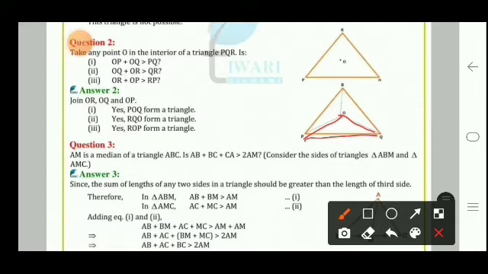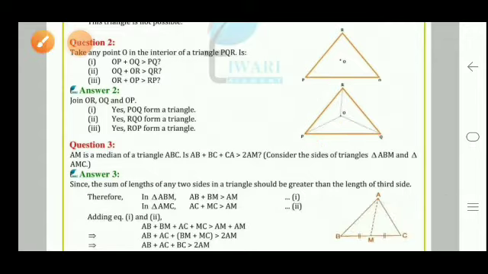Then OQ plus OR, this is OQ and this is OR, is greater than QR, so for QR the answer is yes. Then the third one is OR plus OP is greater than RP, then the answer is again yes, because the sum of two sides is greater than the third side.